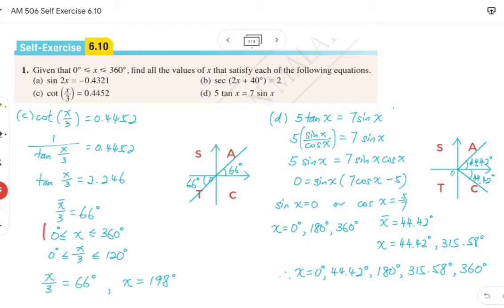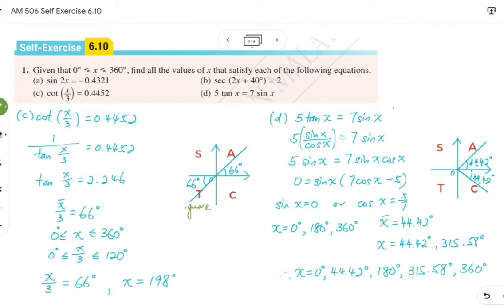Then, check the domain. Our x is from 0 to 360 degree. Therefore, the domain for x over 3 is from 0 to 360 degree divided by 3, we get 120. So, this angle in quadrant 3 is out of our range. So, we can ignore this.